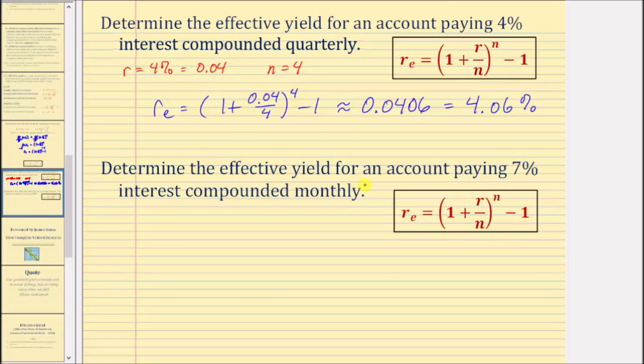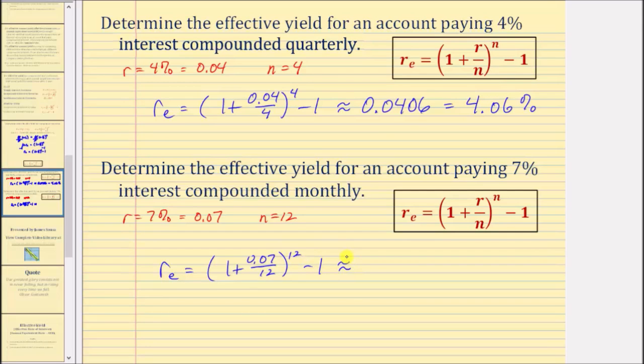We want to determine the effective yield for an account paying 7% interest compounded monthly. So now R is equal to 7%, which equals 0.07. Interest is compounded monthly, so n equals 12, which means the effective yield, R sub E, is equal to the quantity 1 plus R divided by n, which is 0.07 divided by 12, raised to the power of 12, minus 1.